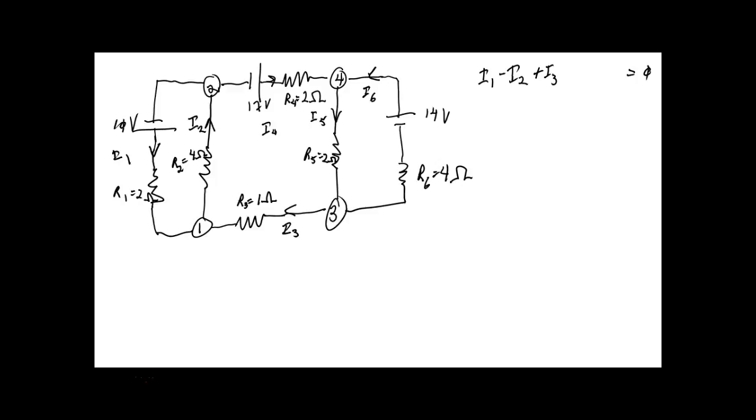Okay, let's go to junction 2. What's I1 doing to junction 2? Coming in, so that's a plus I1. All right, I2 is leaving, so that's a minus I2. No, I3 is not involved with 2. I4 is leaving, so that's a minus I4. And that's equal to 0. If you account for your signs here, 0 is there.